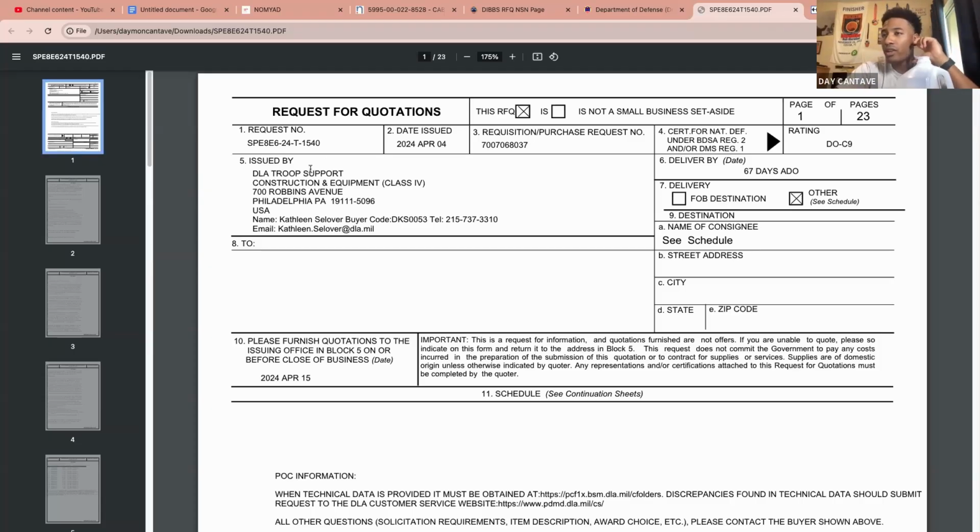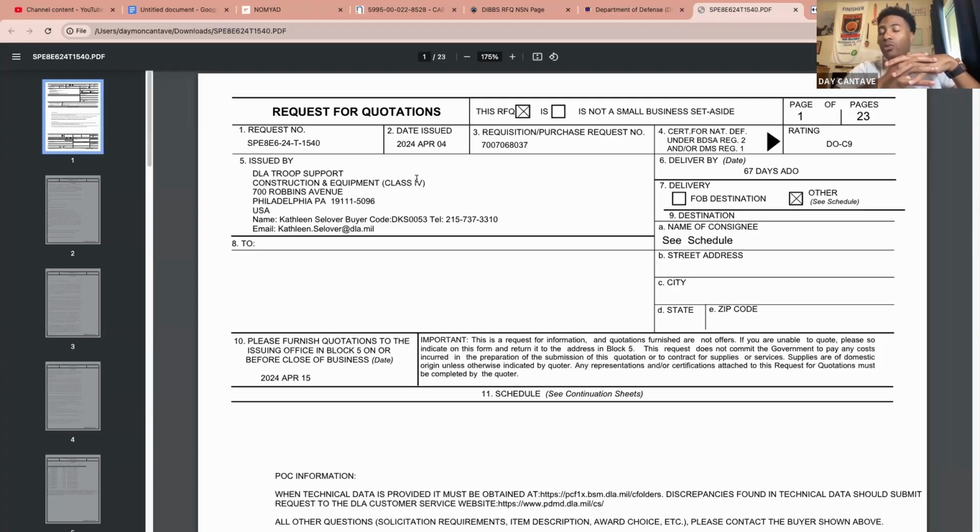And then here you've got the issuing agency. Obviously we know it's DLA because we got it off DIBS. And then we know it's DLA Troop Support. And then we know it's DLA Construction and Equipment Class 4. So that's a subdivision of DLA Troop Support. Why is that important? Maybe I'll make a whole video about that and the methodology of how to do that. But basically, you know who you're dealing with, right?